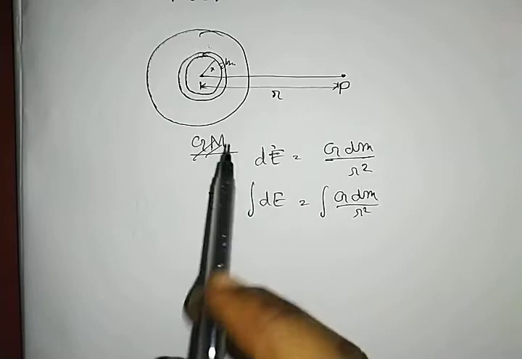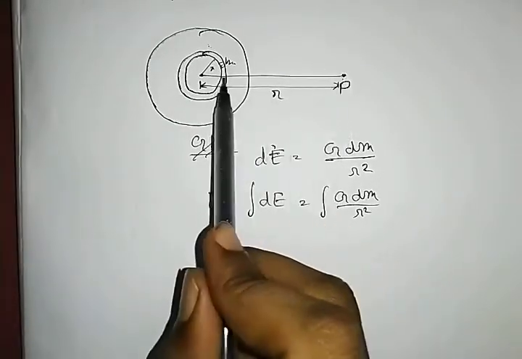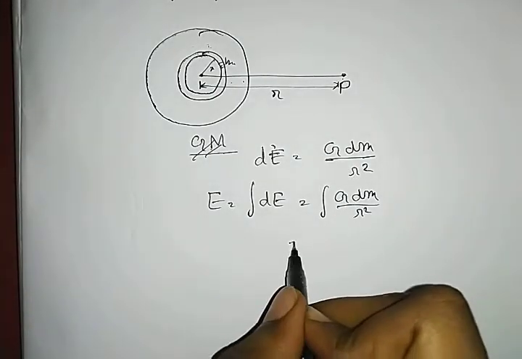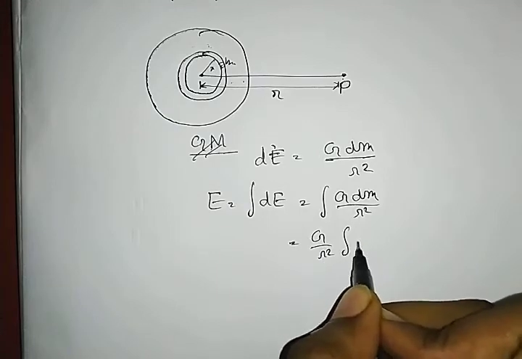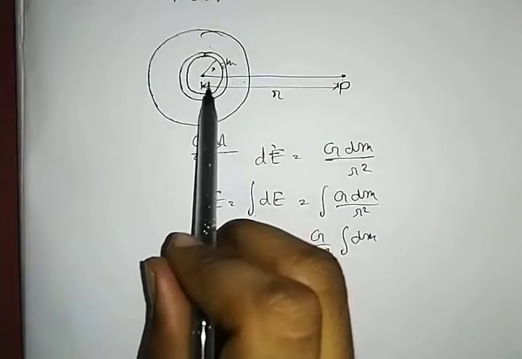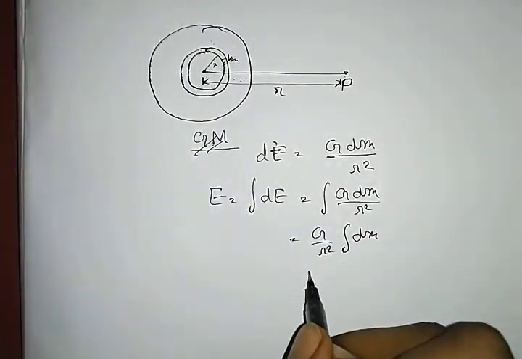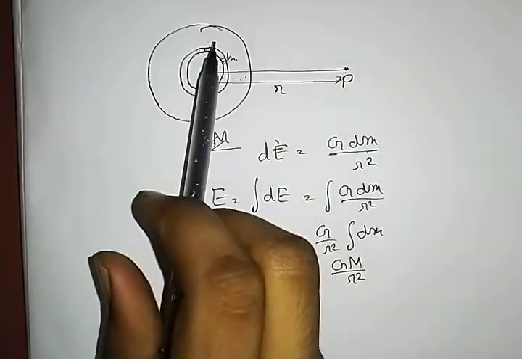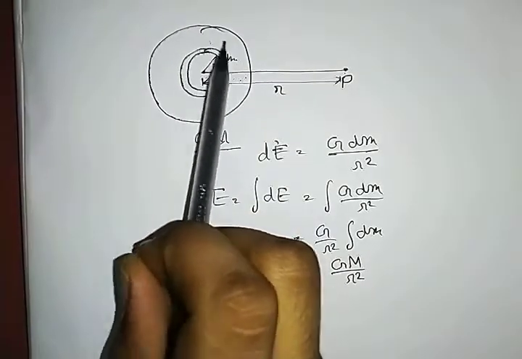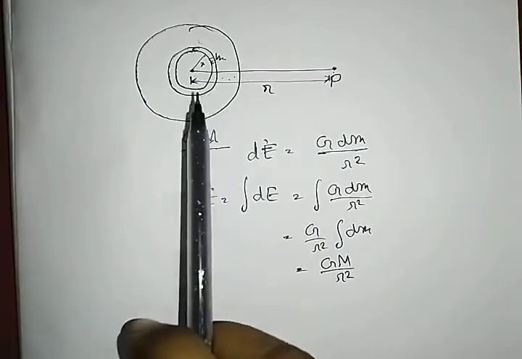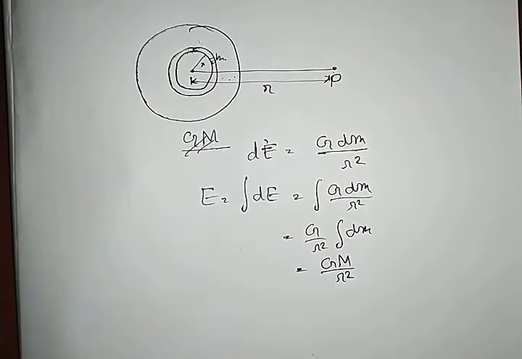And for the point P located outside the sphere, we can take this G by r squared outside the integral, and this becomes integration dm, and integration of the whole mass element over this whole volume becomes m, so that gives us GM by r squared. So at a distance r, due to a uniform solid sphere, the gravitational field will be just like that due to a point mass m located at the center. So up next we are going to consider the field at an internal point.